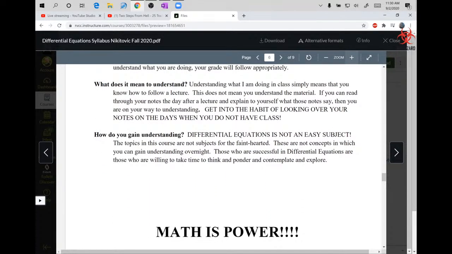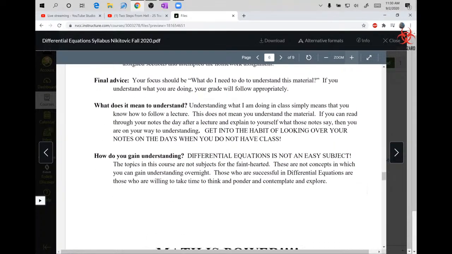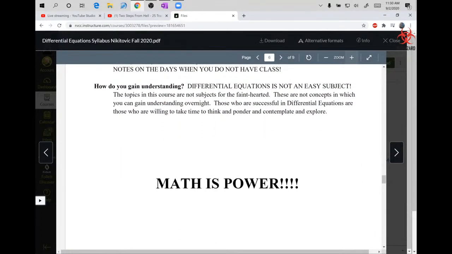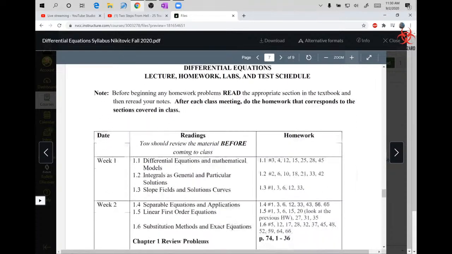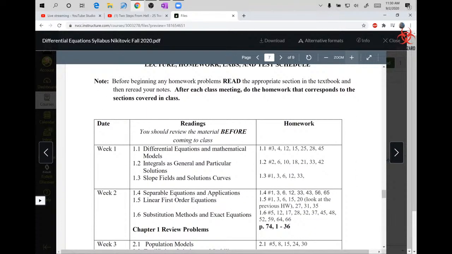What does it mean to understand? Yeah, read these things. They're important. They tell you to study. Math is power, and we get into the syllabus, the schedule portion, where in week 1 we are supposed to cover 1.1, 1.2, 1.3, which is not happening because we only have one class, where some portion of it is devoted to us talking about the policies and rules and so on.